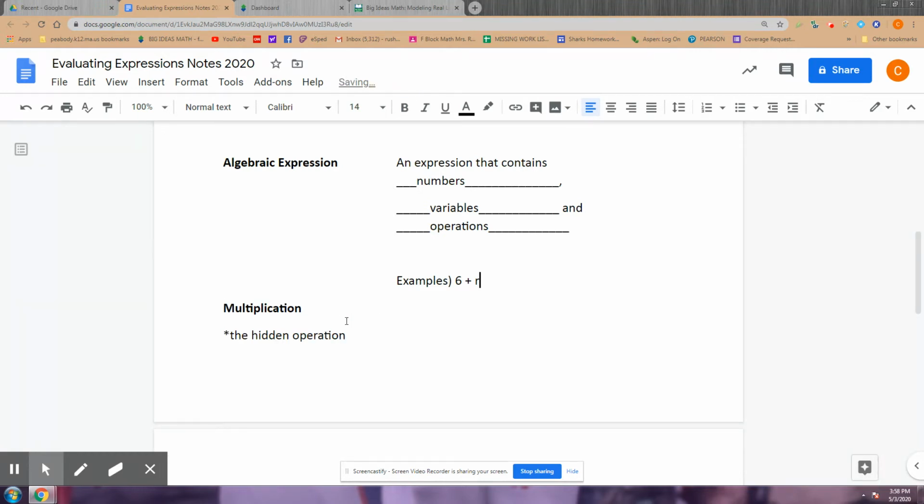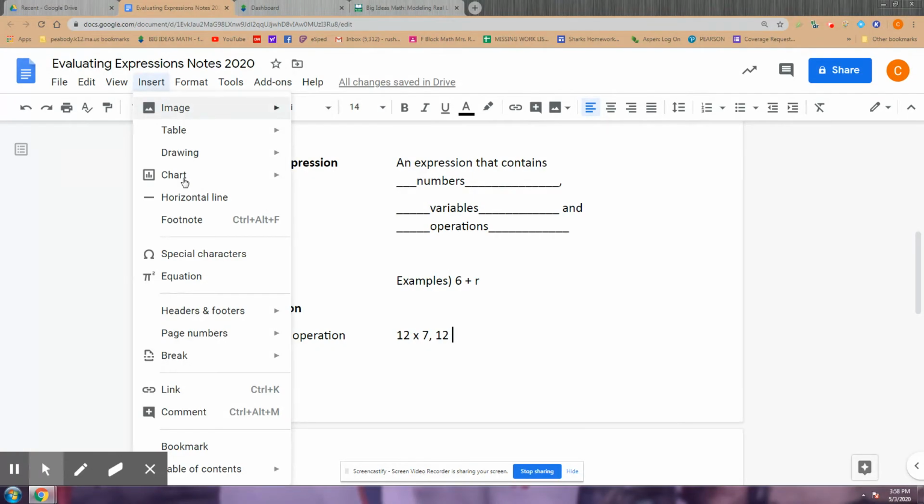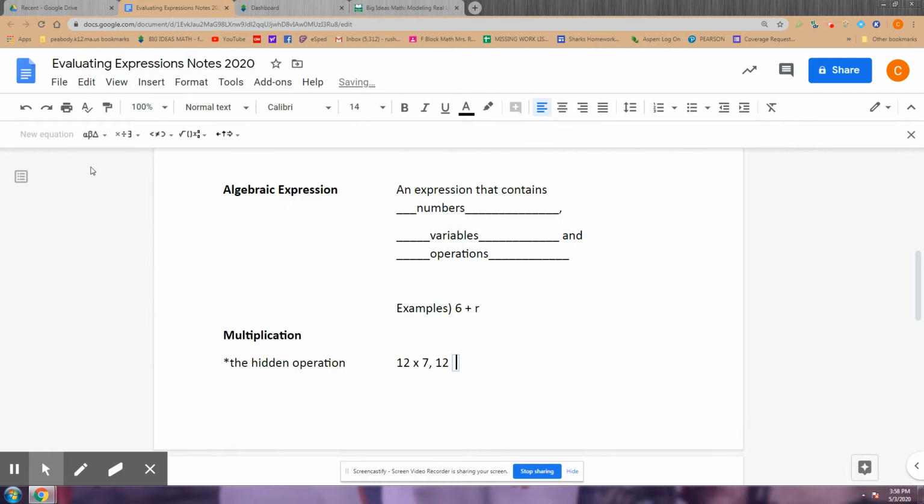One more thing that I want to show you. So multiplication, guys, we're going to learn is actually what they call the hidden operation. You're probably used to seeing multiplication written like this. We'll do 12 times 7, using that little x for times. But now there's going to be other ways that we can show multiplication. I've also showed you guys this way, the little dot. This right here is another way to do 12 times 7 with the dot.